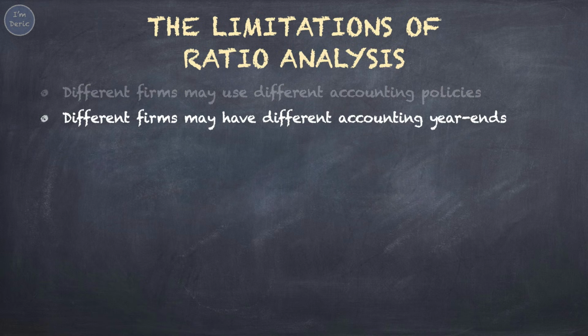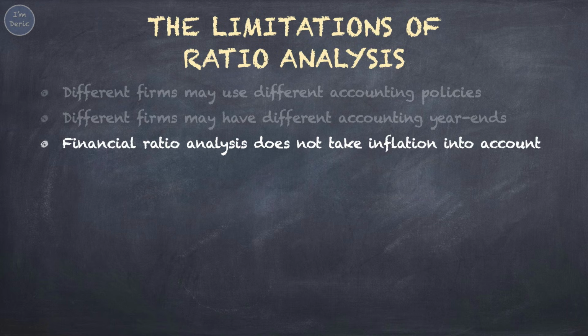Different firms may have different accounting year-ends, which can also affect the values of financial ratios. For example, if one company has an accounting year-end of December 31st, while another company's is March 31st, it may be difficult to compare their financial ratios on a year-to-year basis.